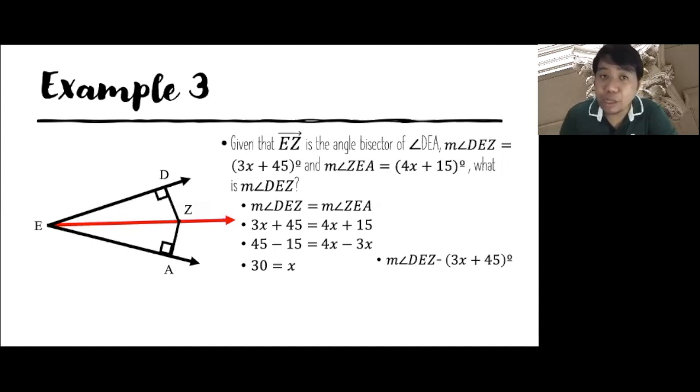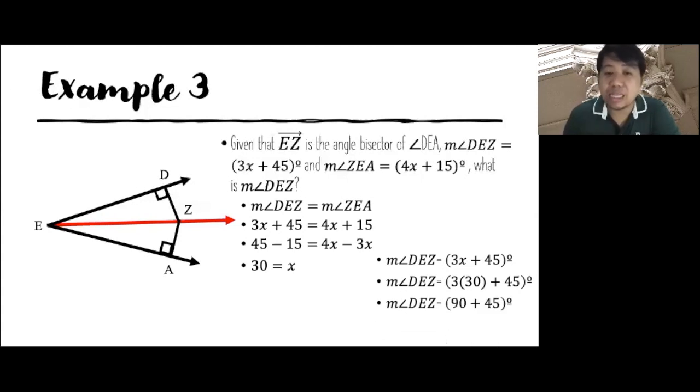So, alam na natin yung value ni x. Substitute na lang natin siya doon sa equation. So, measure of angle DEZ is equal to 3 times 30 plus 45. So, ano po yung 3 times 30? Yun po ay 90. Tapos, pag inadd natin yung 45, magkakaroon tayo ng sum na 135. Kaya, ang measure po ni angle DEZ ay 135 degrees.